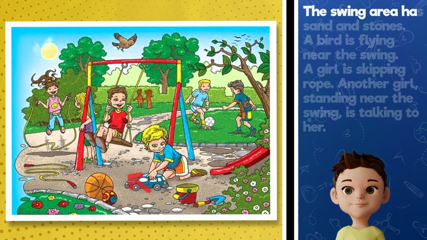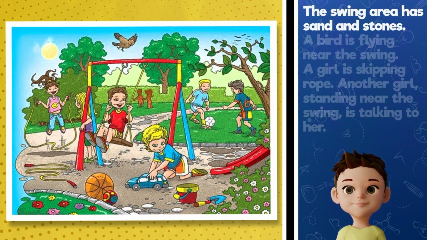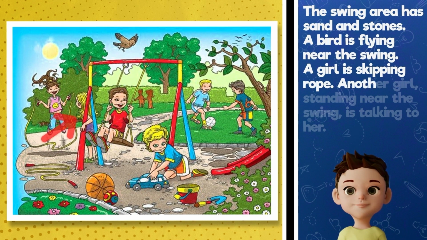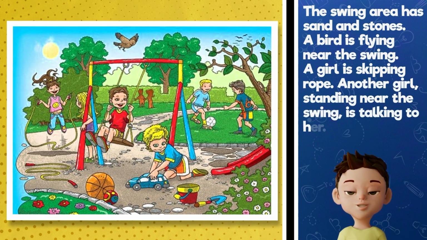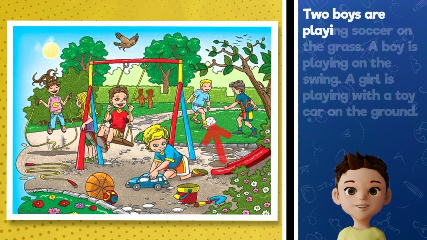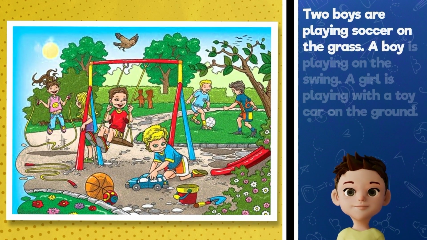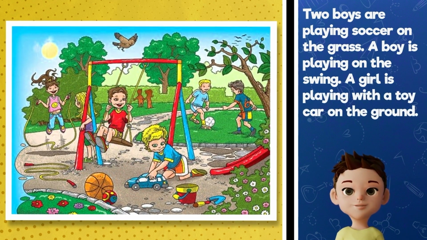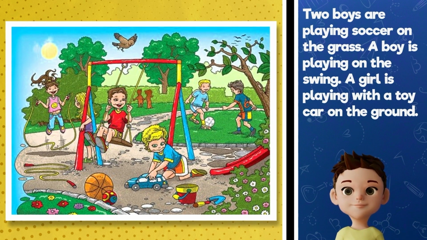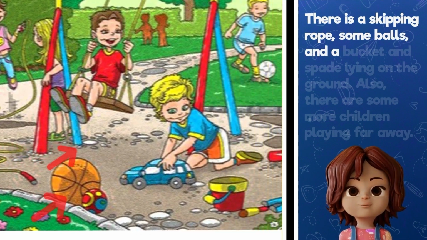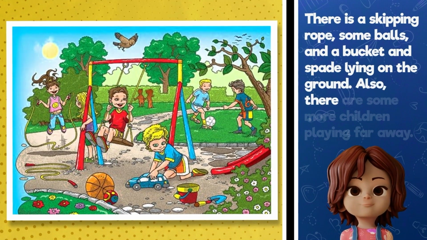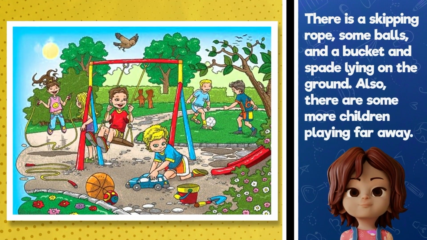The swing area has sand and stones. A bird is flying near the swing. A girl is skipping rope. Another girl standing near the swing is talking to her. Two boys are playing soccer on the grass. A boy is playing on the swing. A girl is playing with a toy car on the ground. There is a skipping rope, some balls, and a bucket and spade lying on the ground. Also, there are some more children playing far away.